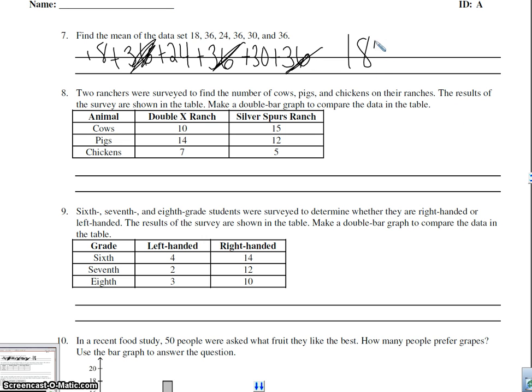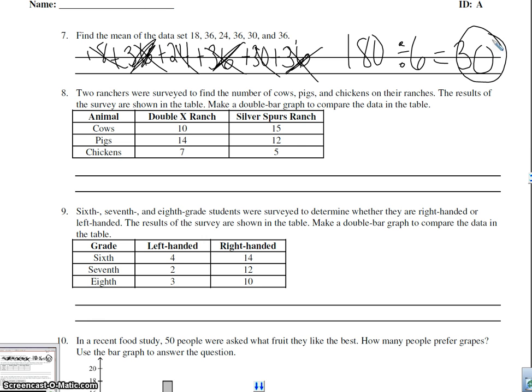So I have 180 divided by 1, 2, 3, 4, 5, 6 numbers. I know 6 will go into 18 3 times. Add a 0 to the end. So my mean is 30.